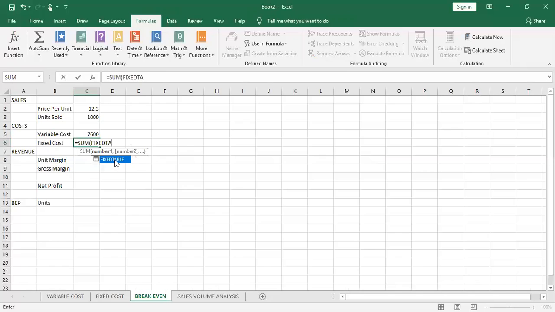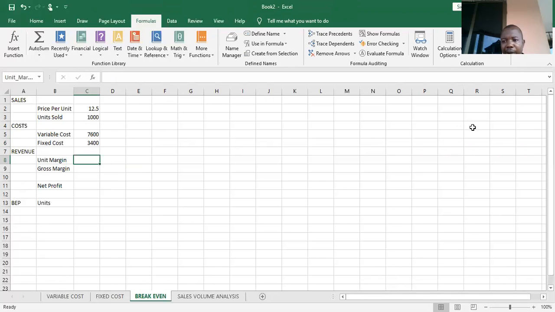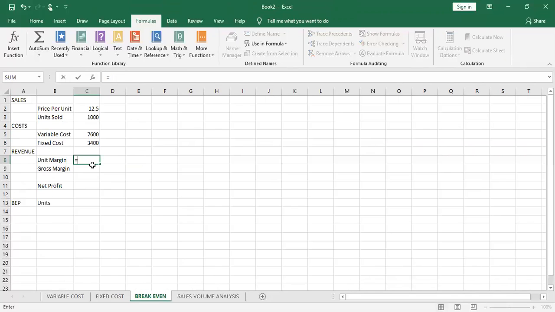Sum of values from the fixed table. I'll pick my fixed table here and accept this, which is 3,400. My contribution or unit margin. Unit margin or contribution is selling price per unit minus the variable cost per unit. So this is going to be equal to price per unit minus the variable cost per unit, which is not found here. It's within the table. So it means we need to sum up those values.